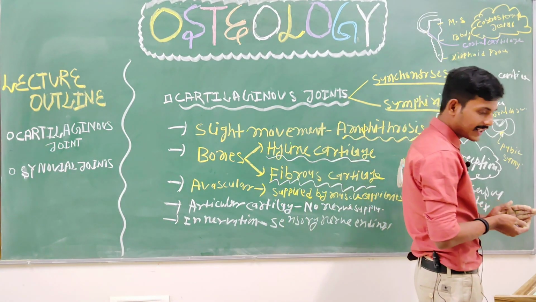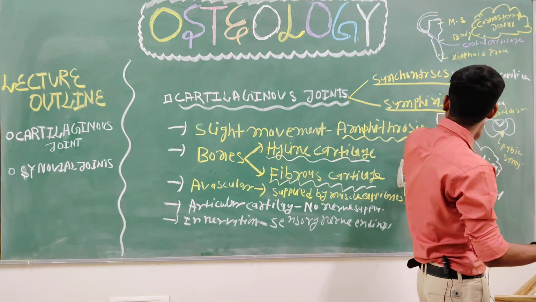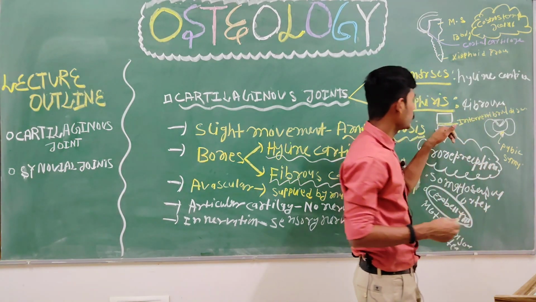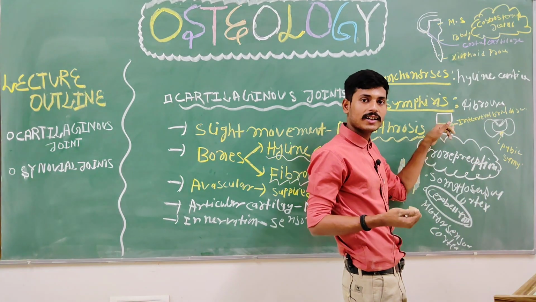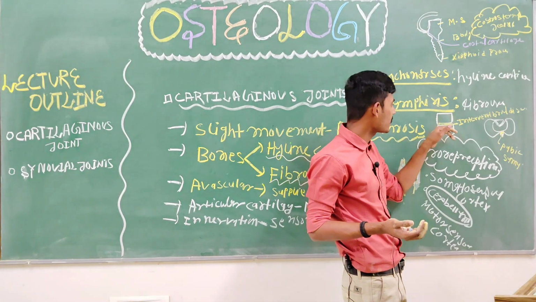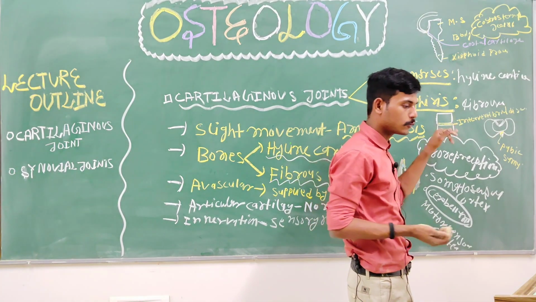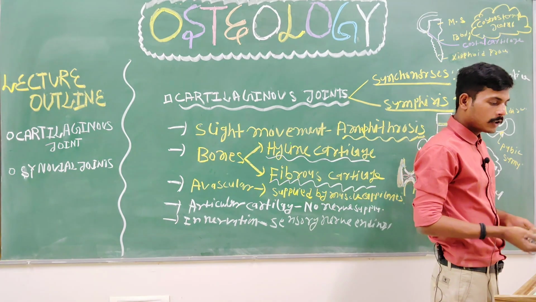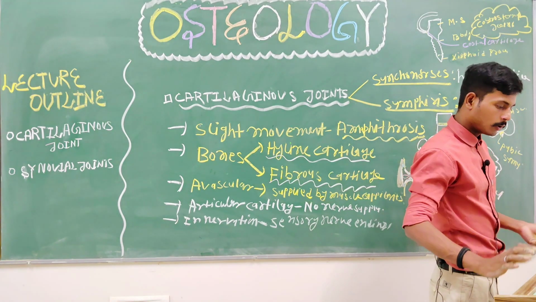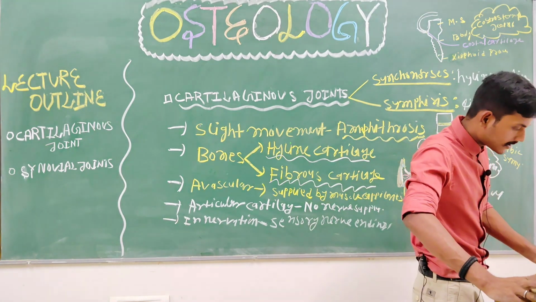Another example of the symphysis, as I told, is the intervertebral disc, which works as a shock absorber and provides the cushion effect. Understanding? No doubt. Shall we move ahead once again?